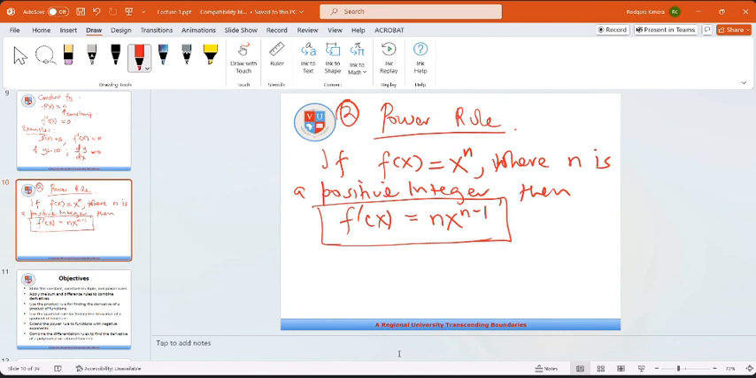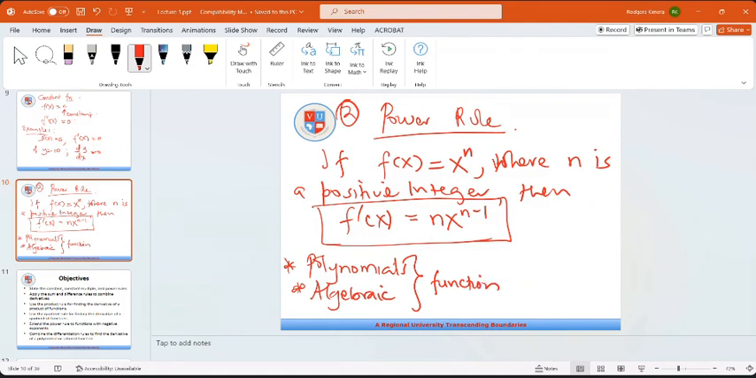Okay. We talked about different types of functions, including polynomials and algebraic functions. These functions are very common when we are studying different quantities. So it is important for us to know that once we have the power rule, we can actually differentiate most of these quantities.